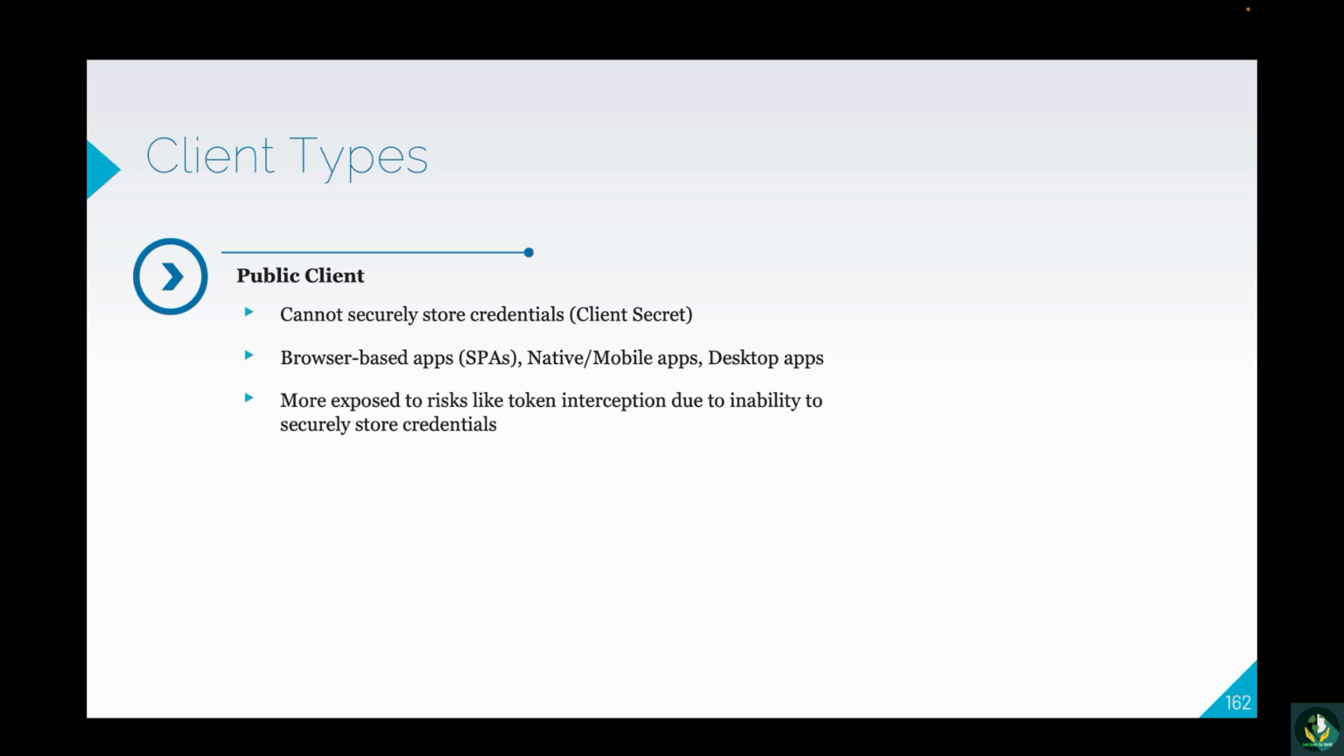This user-controlled environment means that credentials stored or used by these applications can be intercepted more easily. Frameworks like Vue.js, Angular, React, Swift for iOS, Android, and even some frameworks for smart TVs are examples of technologies used to build public clients. The key takeaway here is that because these applications are running on the user's device, they cannot be trusted to securely manage sensitive information like client secrets.